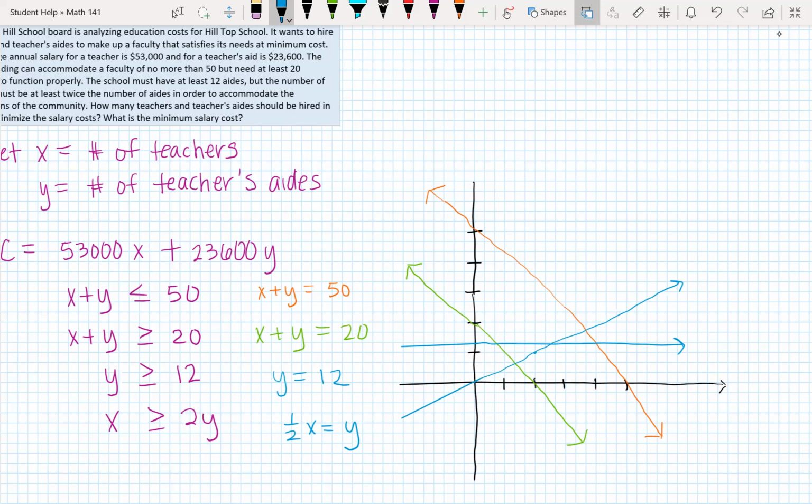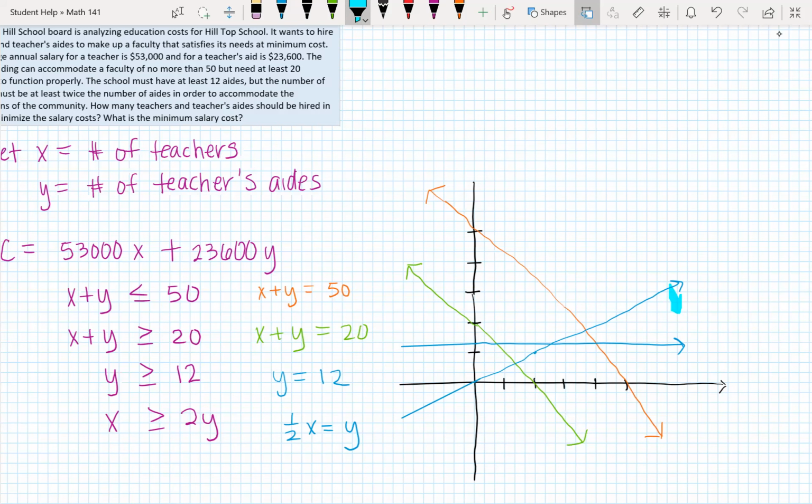And so where is my solution? I've got a lot of different things going on here, right? So what you normally do is you try to find something to sort of grab onto. Let's look at this last equation. We want x to be greater than 2y. So I think that we're going to be below this line in that way.